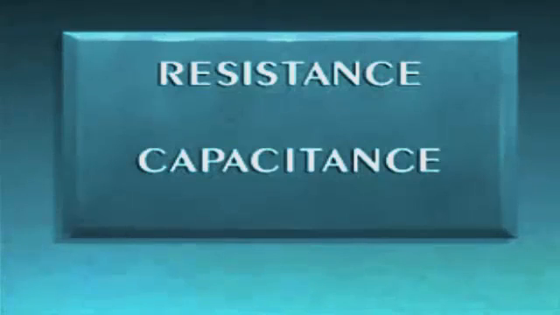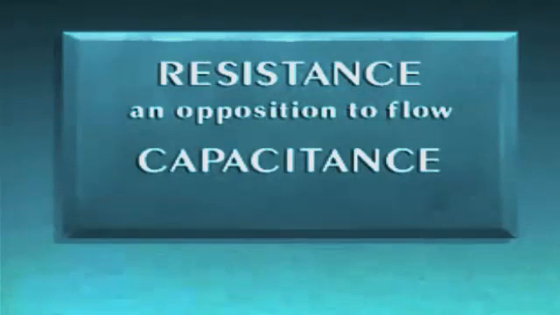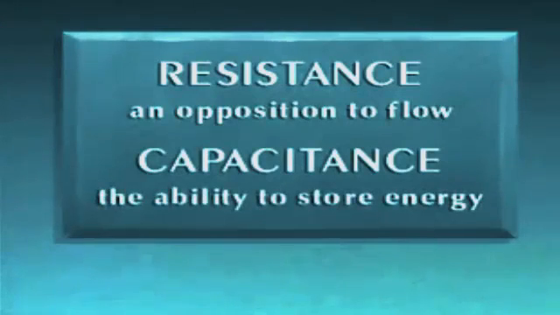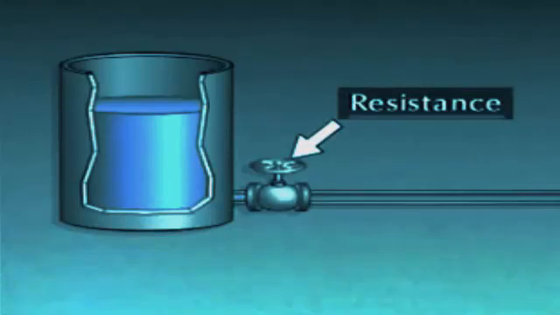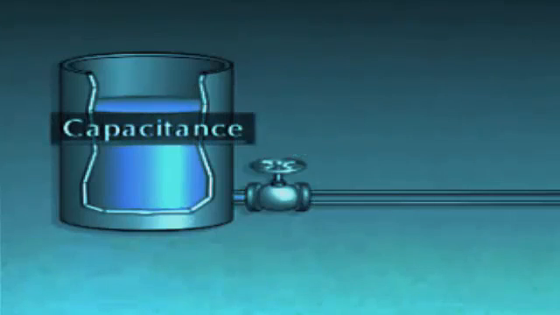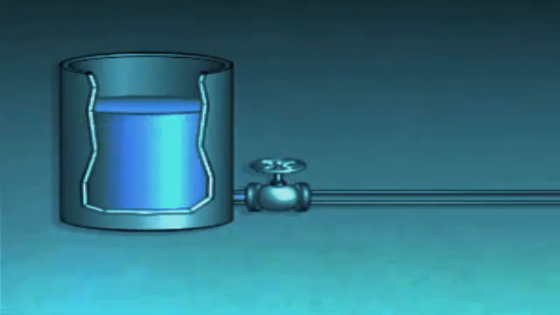Two of the more important of these characteristics are resistance and capacitance. Resistance can be thought of as an opposition to flow. Capacitance can be thought of as the ability to store energy. While these terms are commonly used in describing electrical circuits, they can also be applied to process systems that contain fluids. For example, in this system, the resistance is caused primarily by a valve that opposes the flow of liquid from a container. The system's capacitance, or ability to store energy, is determined by the size of the container.